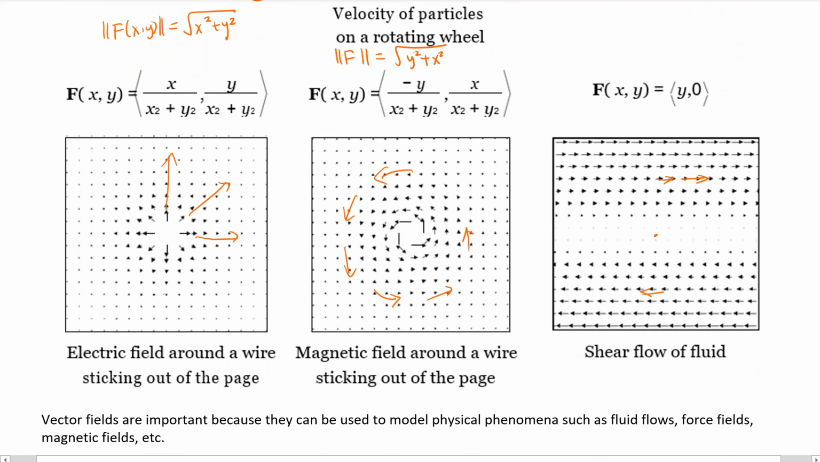Oh, I forgot to say, the middle one is the magnetic field around a wire sticking out of the page. And this is the shear flow of fluid. Okay, so vector fields are important because they can be used to model physical phenomena such as fluid flows, force fields, magnetic fields, etc.